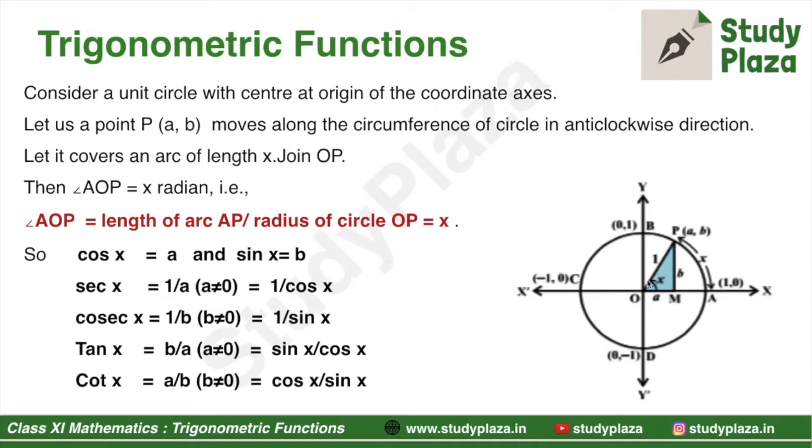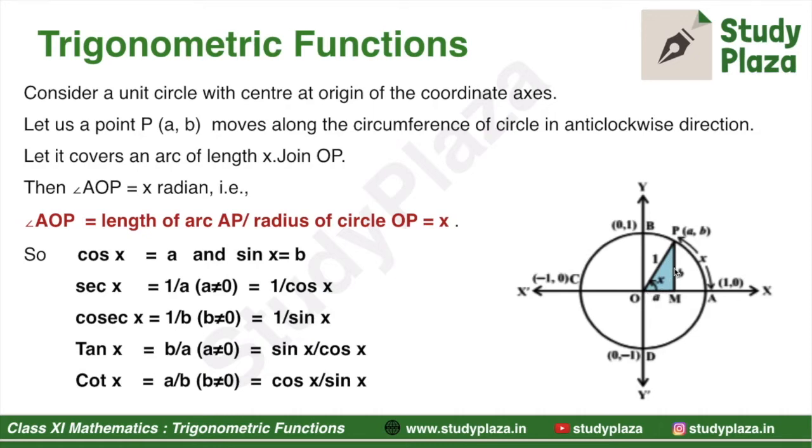Now join OP so that the angle AOP is equal to x radians, that is equal to the length of the arc AP upon the radius of the circle OP, that is x upon 1, which is equal to x. Now from P, draw PM perpendicular to OA so that OPM becomes a right angle triangle. From this we can calculate all the 6 trigonometric ratios. cos x is equal to base upon hypotenuse, that is OM upon OP, which is equal to A.